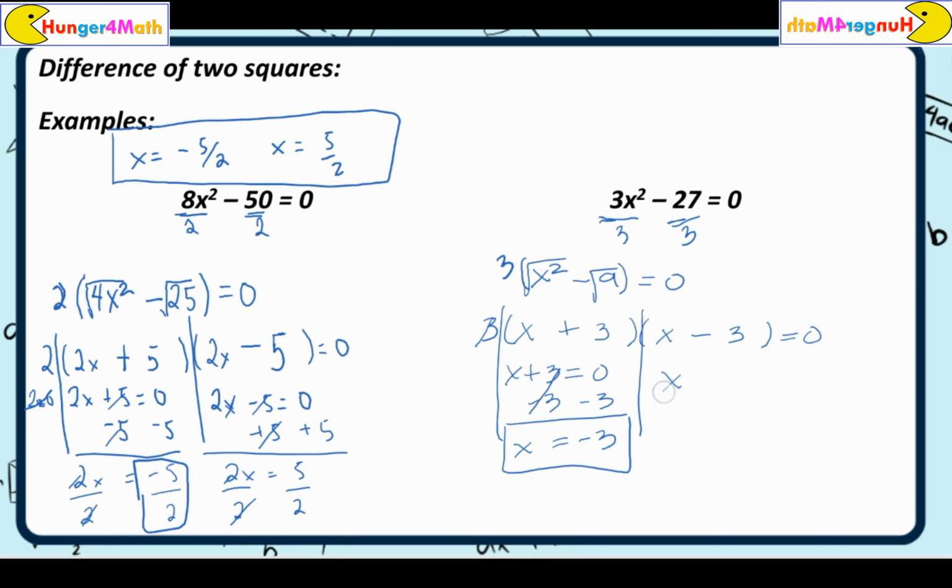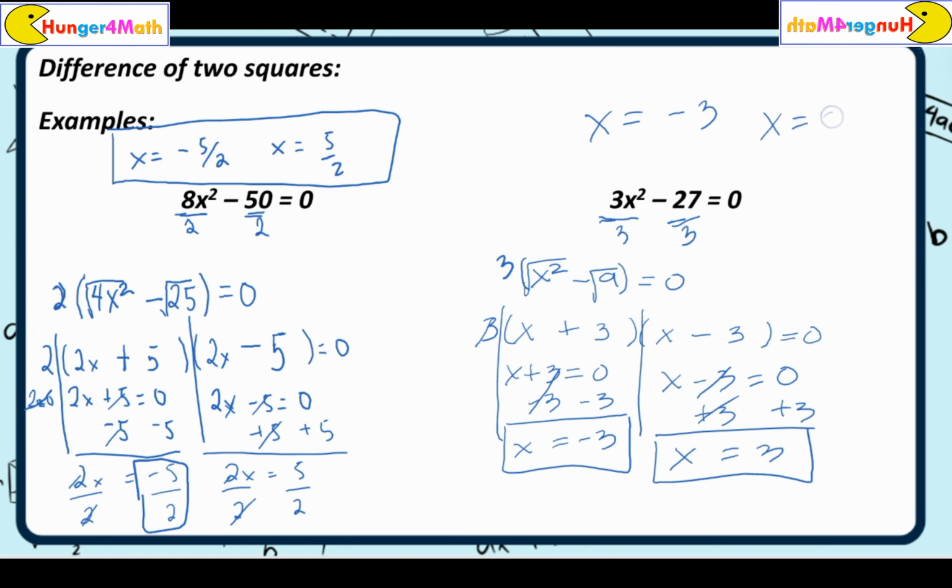Here we have x minus 3 is equal to 0. So isolate x, so plus 3 for both sides. So x now is, this is 0, is equal to 0 plus 3 is positive 3. So the values of x are negative 3 and positive 3. So here are your answers.